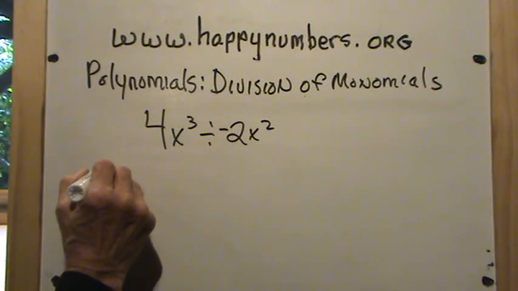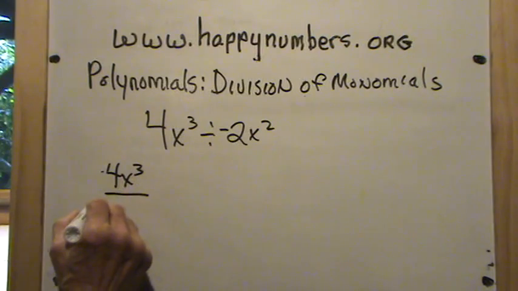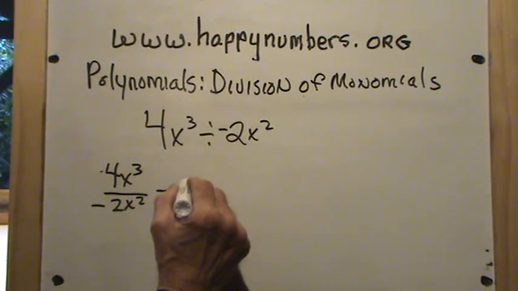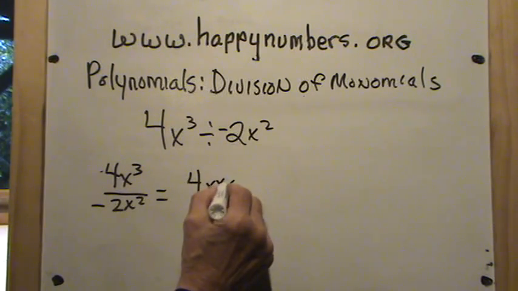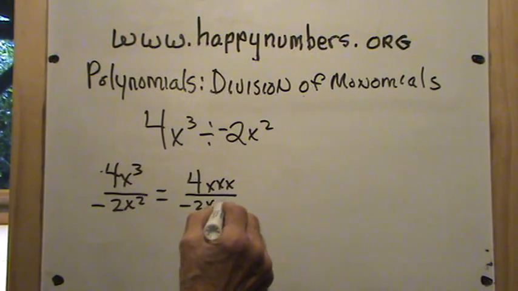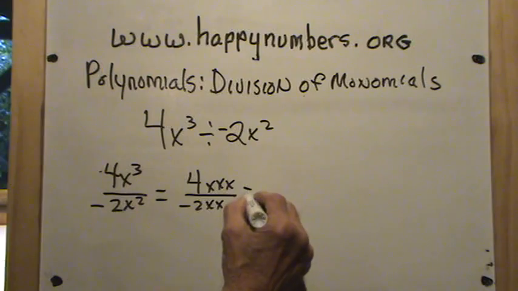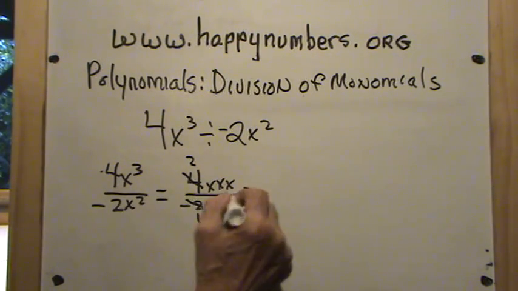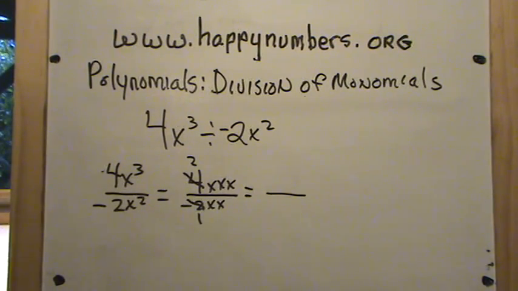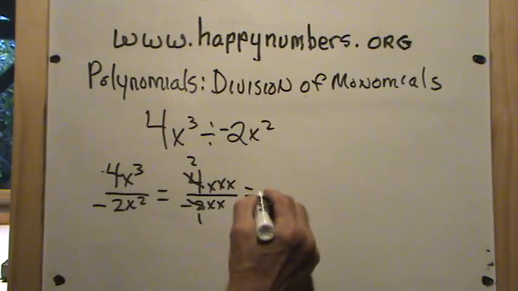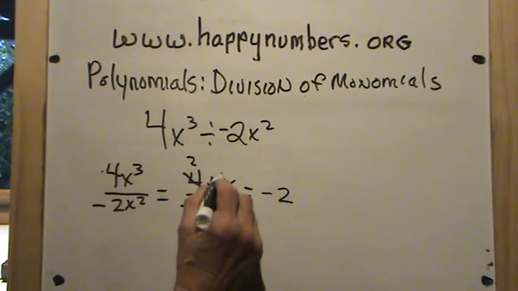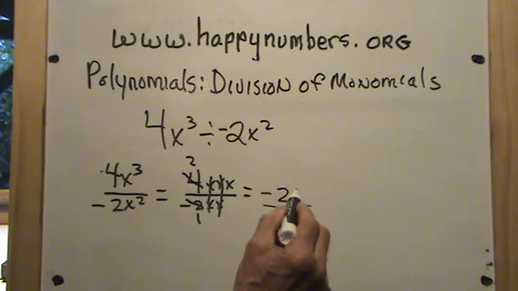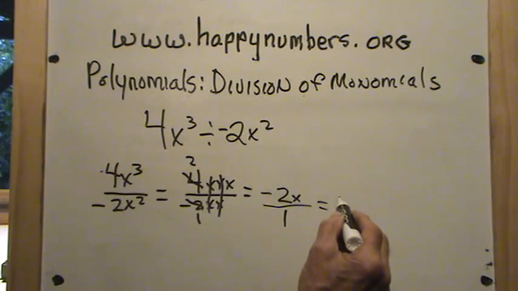We can rewrite the problem for x to the third divided by negative 2x squared. Okay, and we can expand this. This is really 4x times x over negative 2 times x. Well, we can say negative 2 goes into 2 one time. 2 goes into 4 two times, and since it's negative, it would be negative 2. So I would have negative 2, and this x would cancel out, and this x would cancel out. And so when I multiply across, at the bottom I have 1, because there's just 1, and I have 2 times x, negative 2x. So the answer is negative 2x.